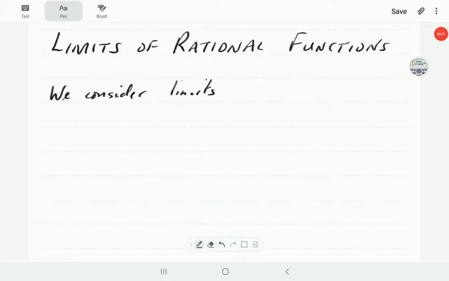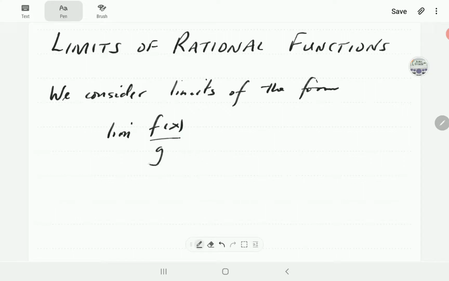All right, in this video, we're going to look at limits of rational functions. So we're going to study limits of the form limit of f of x over g of x as x approaches a.